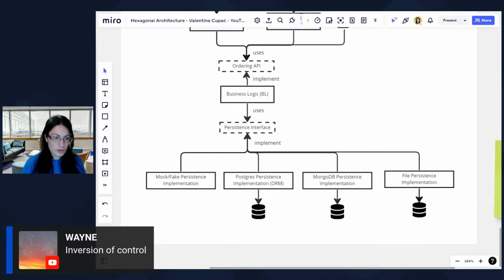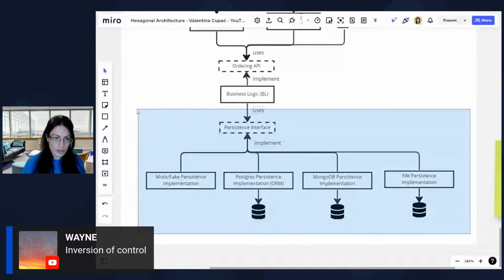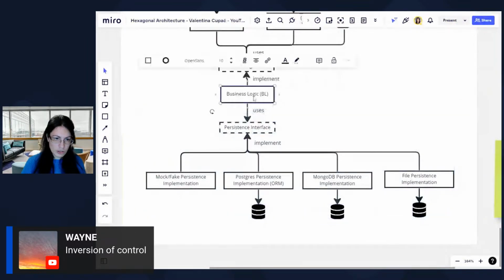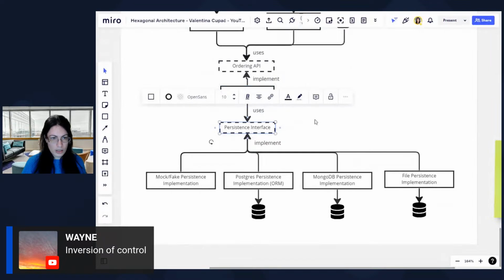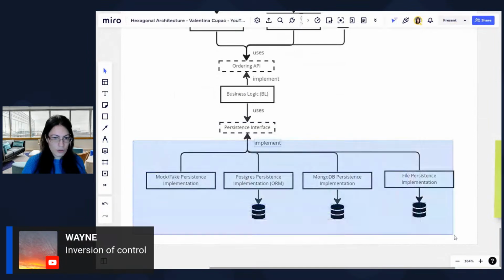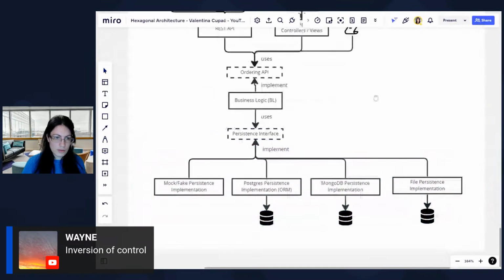So we also have the topic about inversion of control. Exactly. So here, what we have done is basically inversion of control. The business logic does not depend on any of these implementations. It depends only on the interface, and it does not care or know about any of this.